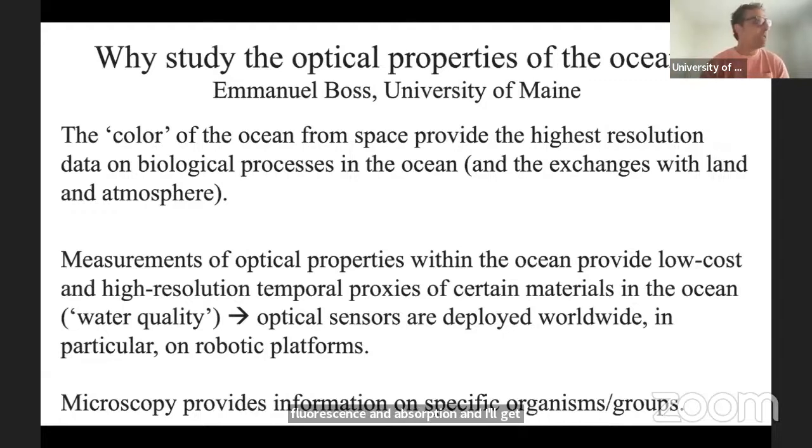And finally, we've been coming into an epoch where we use automated microscopes to study the marine environment, which provide us a huge throughput of organisms, and I'll get to that in the end.